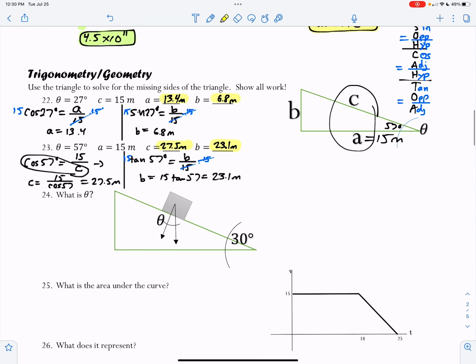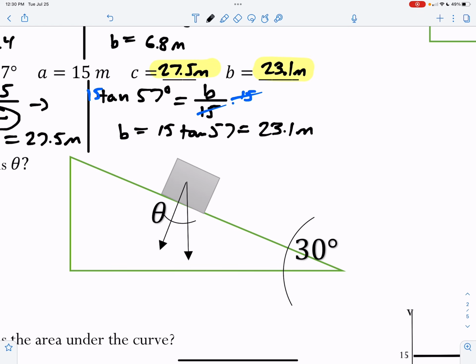Number 24 calls upon similar triangles. Now in IM2, we learn about various similar triangle theorems that help create proportionality or similarity between different triangles. So you do see that there is one big triangle here that has a 30 degree angle right there. But then you also see that there is another triangle that's right there.